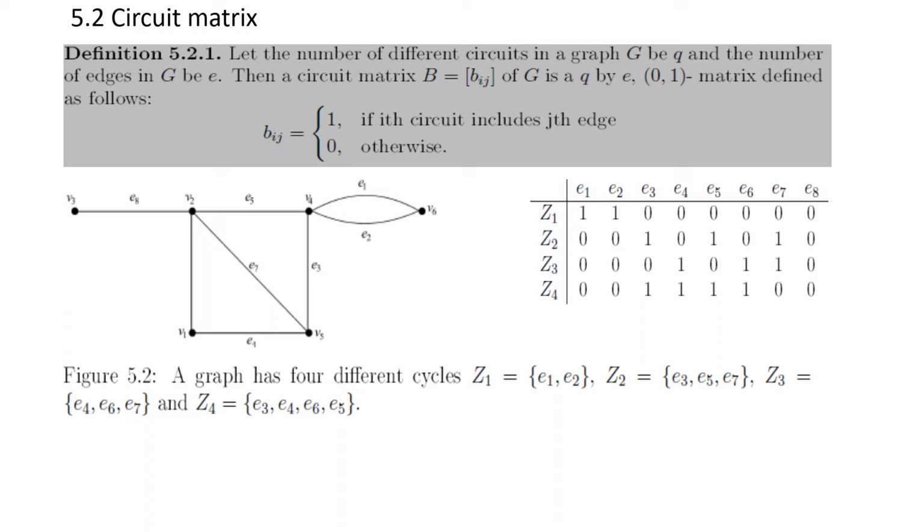In Z1 the elements are E1 and E2, so corresponding to E1 and E2 write the elements as 1 and the remaining as zeros. For Z2 the elements are E3, E5 and E7, so for E3, E5 and E7 write 1, and the other elements as 0. For Z3, which is equal to E4, E6, E7, write 1 for those elements and the remaining elements as 0. Similarly, write the elements for Z4 as 1 and the remaining elements as 0.